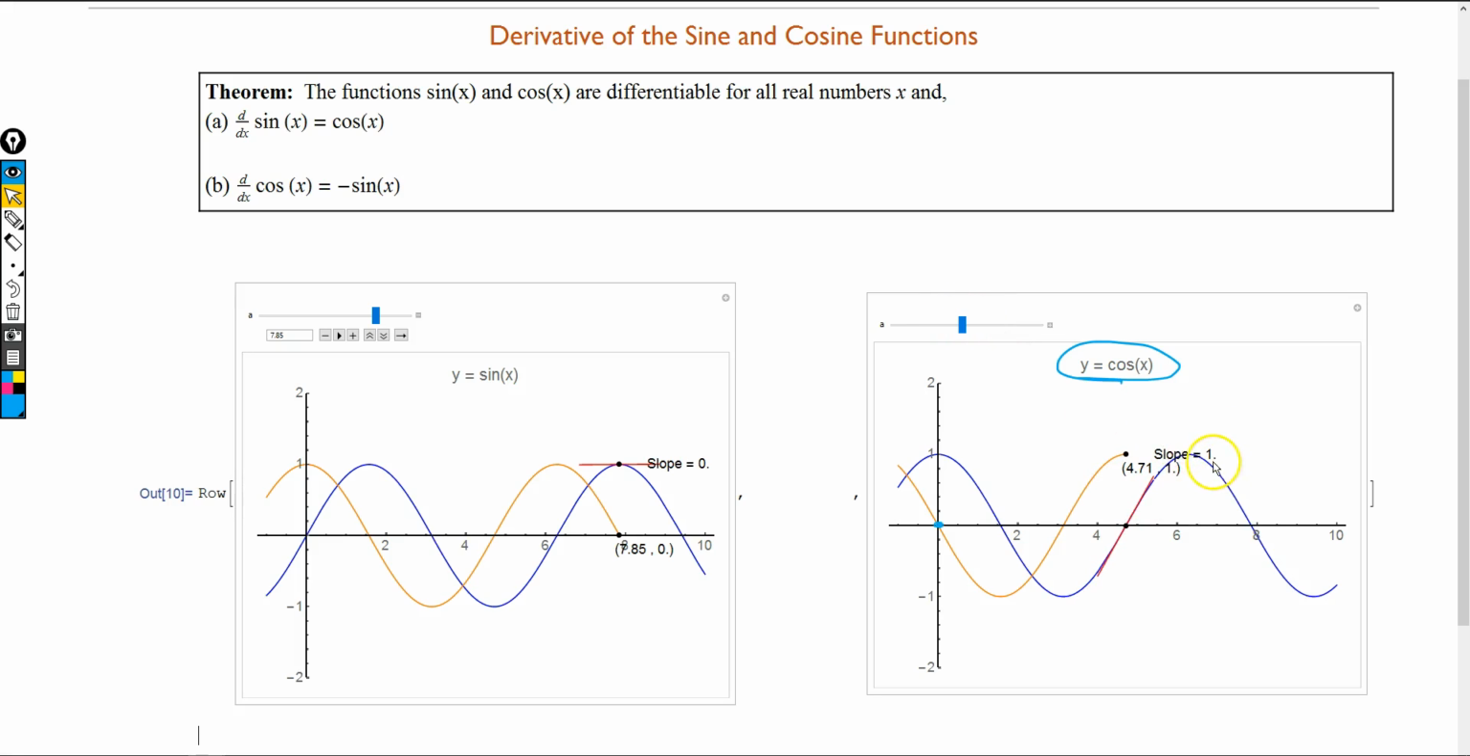Right there, our slope is 1. We would plot a point right there, go straight up, plot a point with a y-coordinate of 1, and we just continue in this manner.